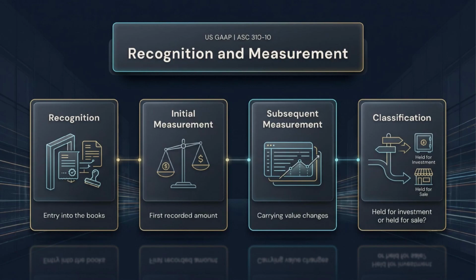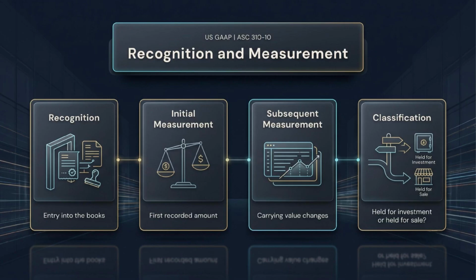In the previous video, we built the scope map for ASC 310. Now the accounting begins. Once we know that a receivable is inside the topic, we have to answer four practical questions. When does the asset enter the books? At what amount is it first recorded? How does that amount change over time? And is management holding the receivable or preparing to sell it?